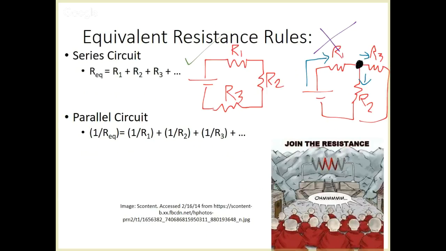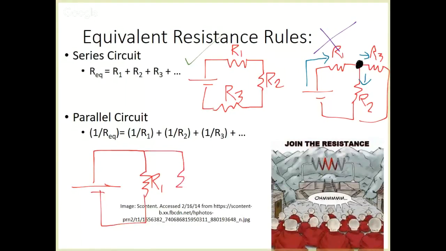Speaking of parallel branches, when you've got resistors in parallel, they follow a different rule. 1 over the equivalent resistance will equal 1 over R1 plus 1 over R2 plus 1 over R3, plus however many resistors you've got in parallel. To tell whether or not they are in parallel, you'd have, let's see, a battery. They don't need to physically be parallel to each other. They can be.